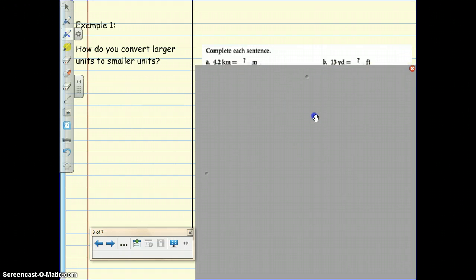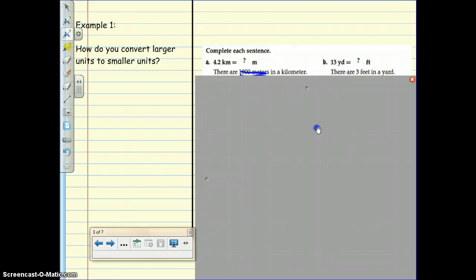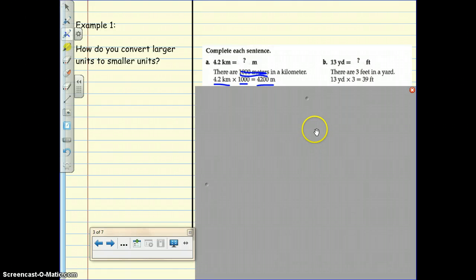Same idea over here with part B. When we go from 13 yards to that number of feet, we ask ourselves, how many feet are there in a yard? There are 3 feet in a yard. And again, when we're going from larger to smaller, we're multiplying. So 13 yards times 3 feet equals 39 feet.